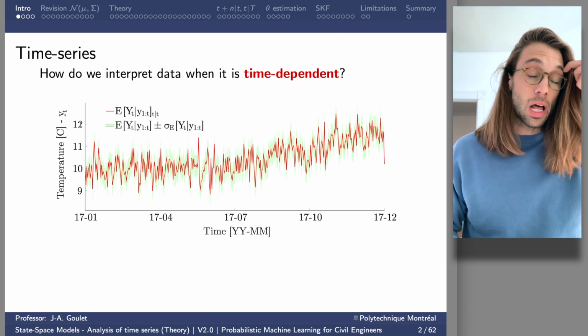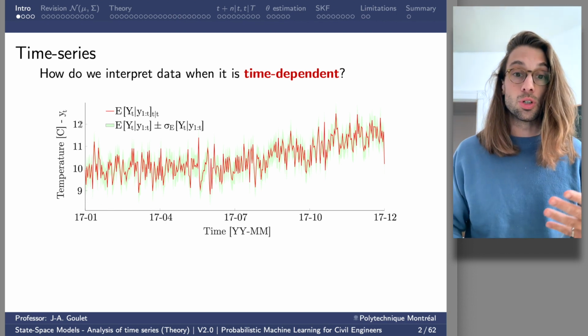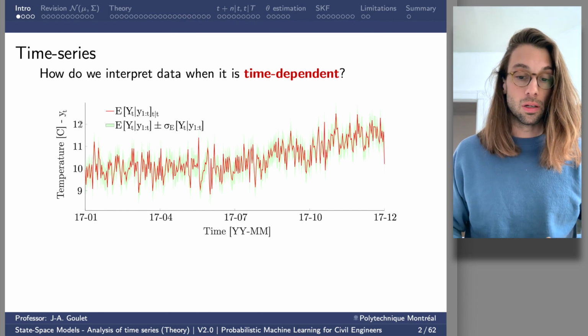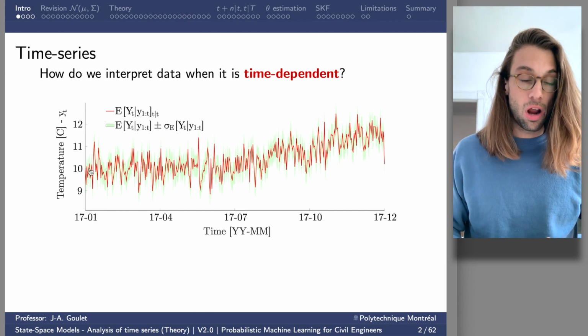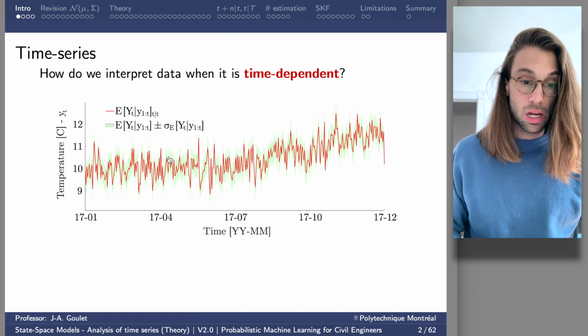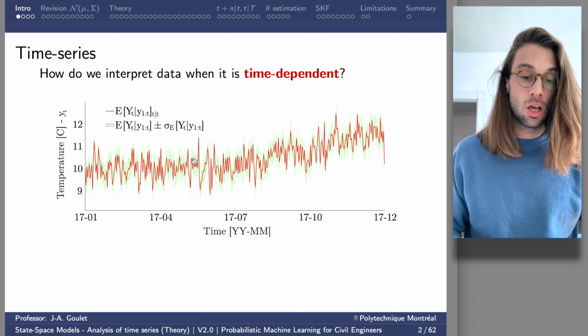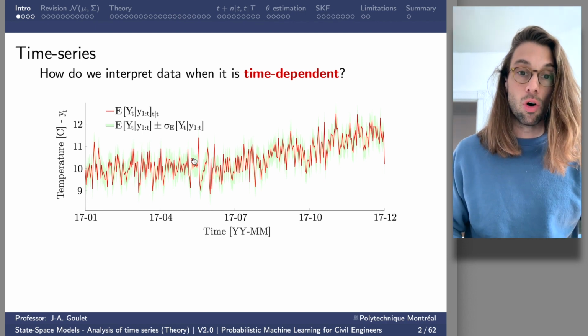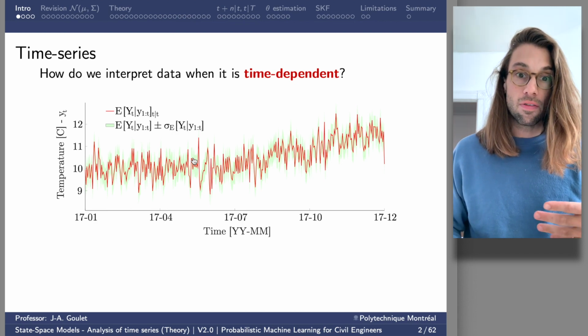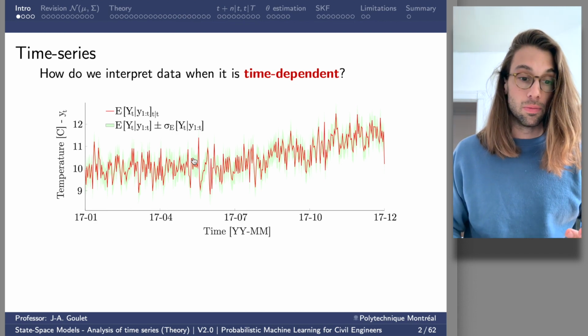On the vertical axis it could be, for instance, the temperature recorded over this period. The red line would be the expected value, and the green confidence region around the red line would be plus and minus one standard deviation associated with that quantity. So here we have intrinsically noisy data.